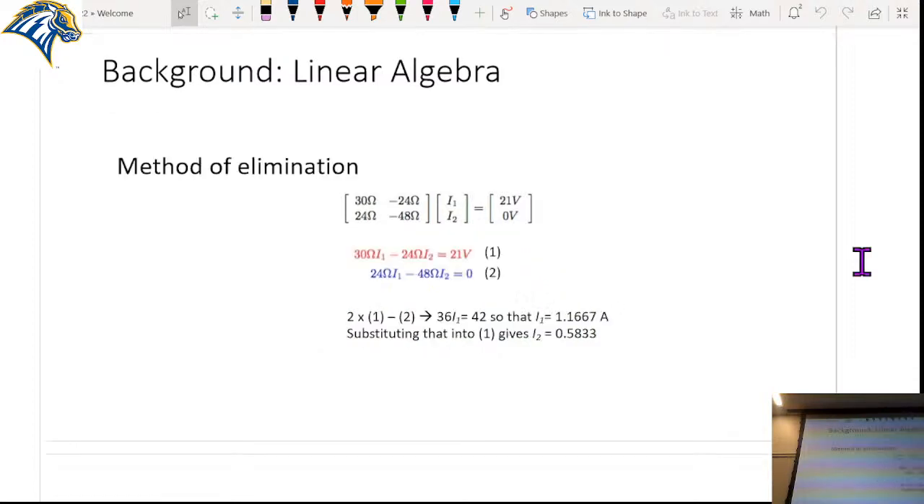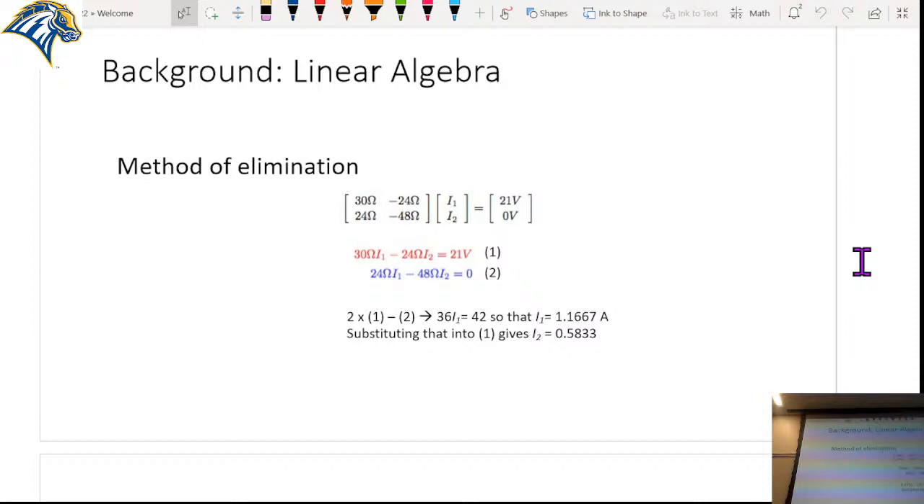You can do some algebra, right? It's called linear algebra after all, but you can split this matrix equation up into two scalar equations, right? 30 times I1 minus 24 times I2 equals 21, and 24 times I1 minus 48 times I2 equals 0.